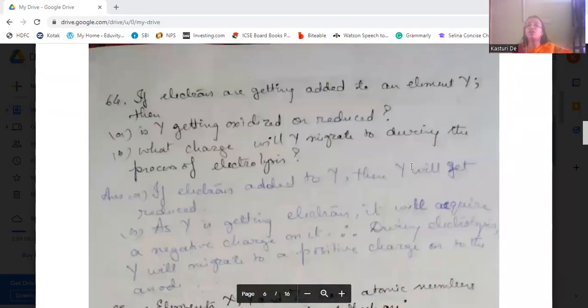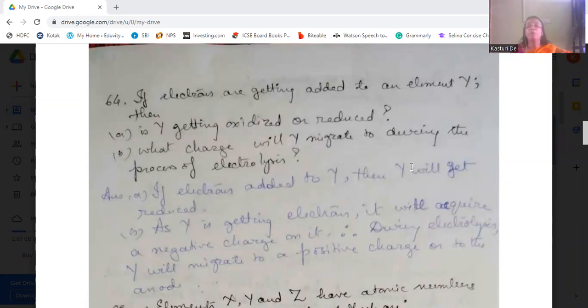Then if electrons are getting added to an element Y, is Y oxidized or reduced? What charge will Y migrate to during the process of electrolysis? Okay. So if electrons are added to Y, then Y will get reduced, because oxidation would be the loss of electrons.